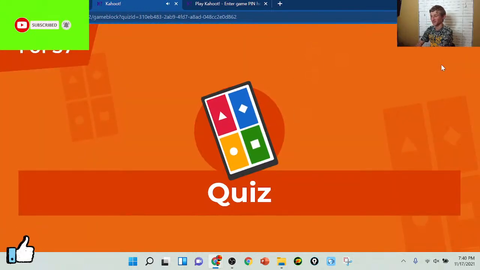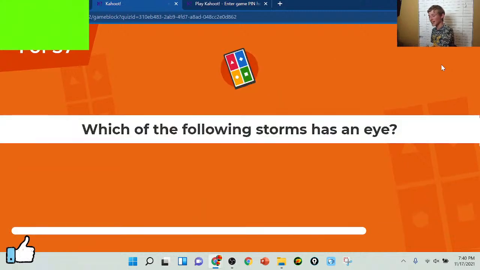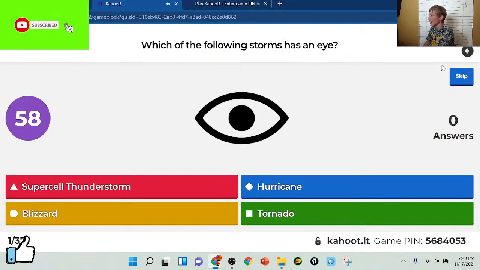Question 1. Which of the following storms has an eye? A supercell thunderstorm, a hurricane, a blizzard, or a tornado?